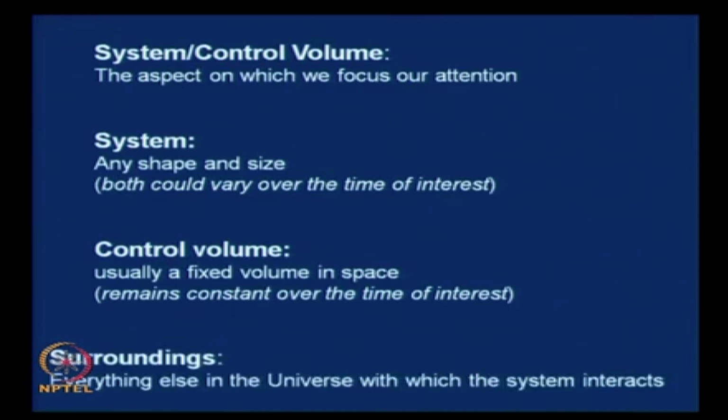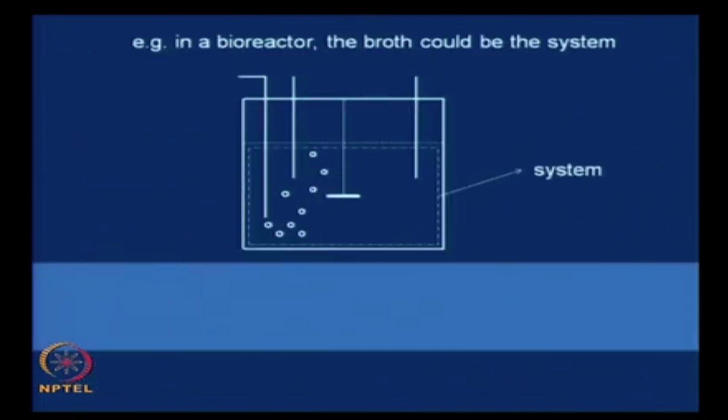The term surroundings refers to everything else in the universe with which this particular system interacts. For example, we are all bioprocess people, biotechnology people, so we probably know what a bioreactor is already. You would have been introduced to what a bioreactor is in probably one of your first courses. Very simply, a bioreactor is nothing but a vessel in which bioreactions take place.